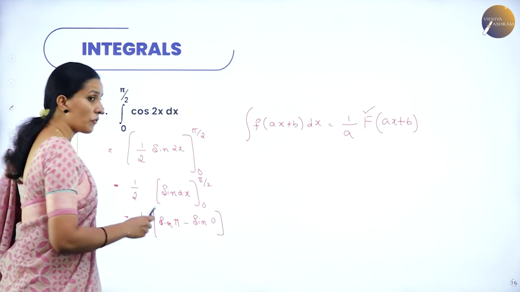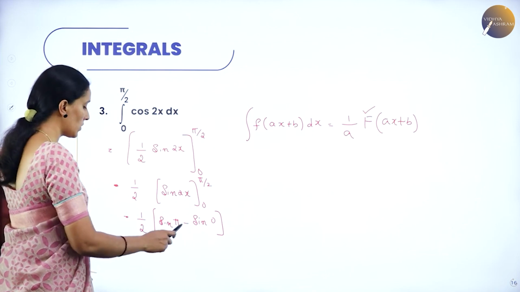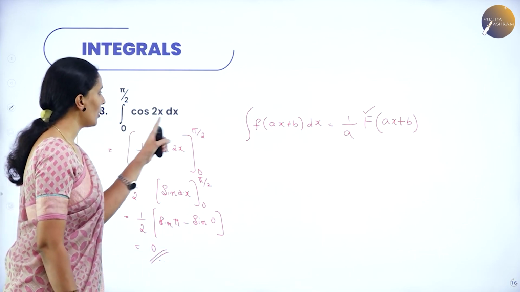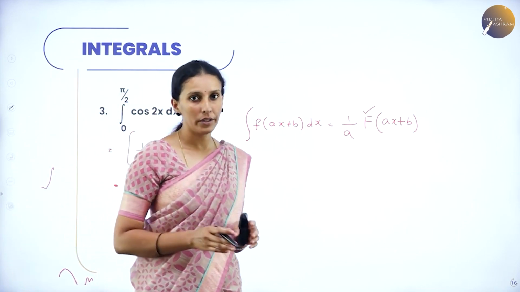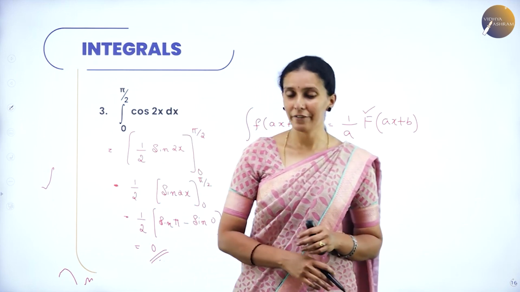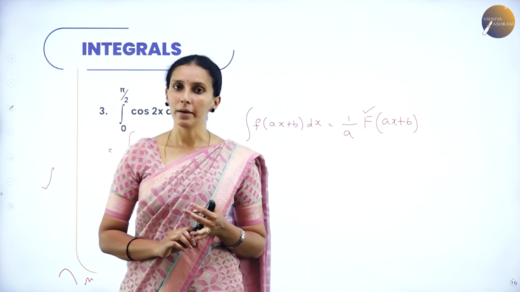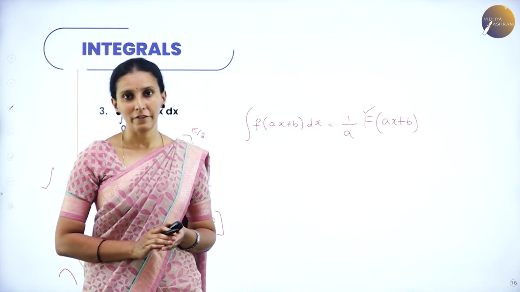So what is the value of sin pi? It is 0. What is the value of sin 0? It is 0. So 0 into half is 0. Thus, the value of this definite integral is 0. So this is how we are going to calculate the value of the definite integral using the second fundamental theorem of calculus. So let's take up a few more problems in our next session.